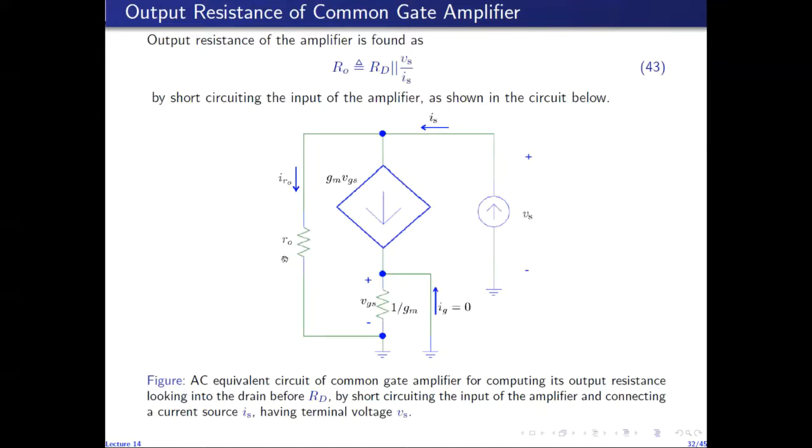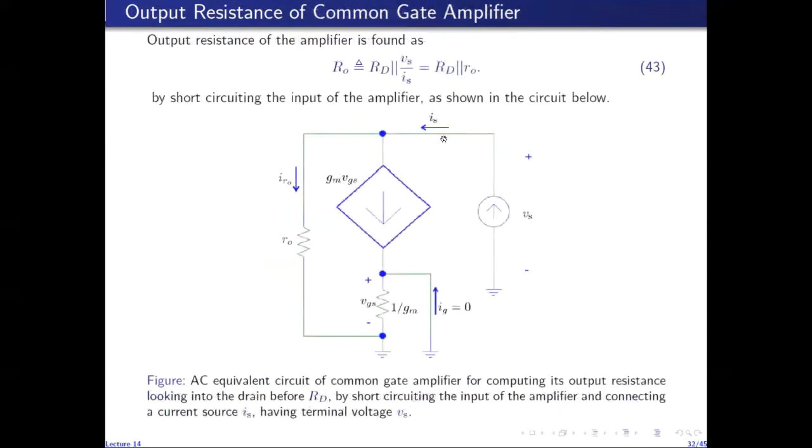So Vs over Is is equal to small R naught, because this current source only sees this resistance small R naught. So the output resistance of the amplifier is given by RD in parallel with small R naught.